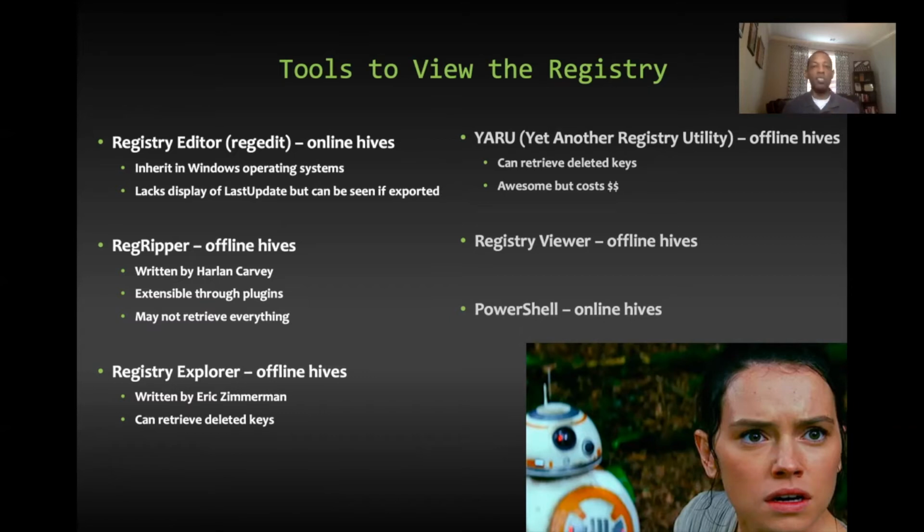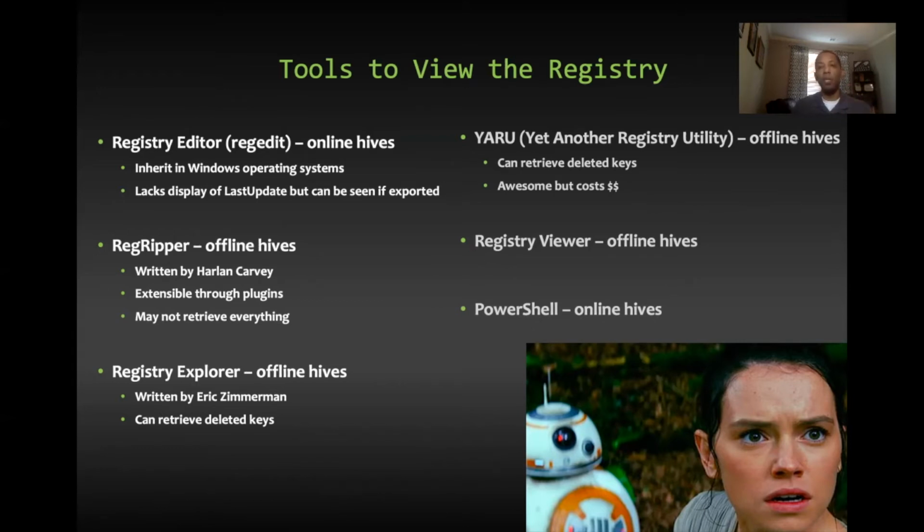Registry Explorer is going to allow us to do offline files. It is also great. And the big thing about it is that we can see deleted keys. So it's not uncommon for me or a malicious person to do some maliciousness, utilize the registry, and then guess what? Try to clean our tracks up. And through something like the Registry Editor, we wouldn't be able to see those deleted keys, but something like Registry Explorer, we would be able to. And then we have Yaru, yet another registry utility. It can retrieve deleted keys as well.